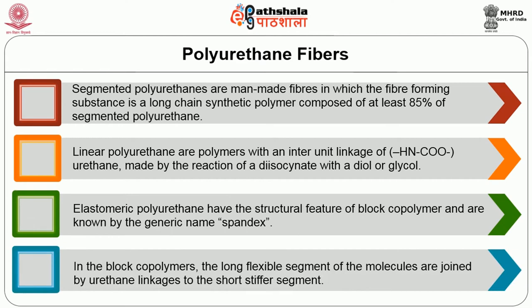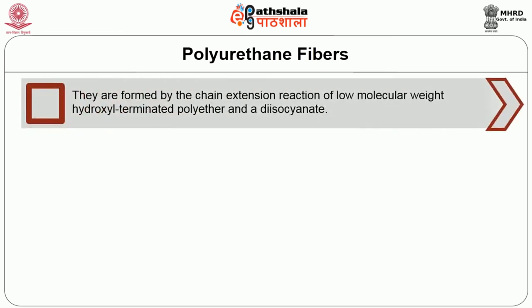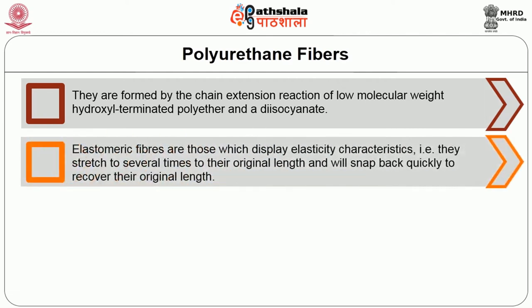In the block copolymers, the long flexible segments of the molecules are joined by urethane linkages to the short stiffer segments. They are formed by the chain extension reaction of low molecular weight hydroxy-terminated polyether and a diisocyanate. The elastomeric fibers are those which display elastic characteristics, that is, they stretch to several times their original length and will snap back quickly to recover their original length.